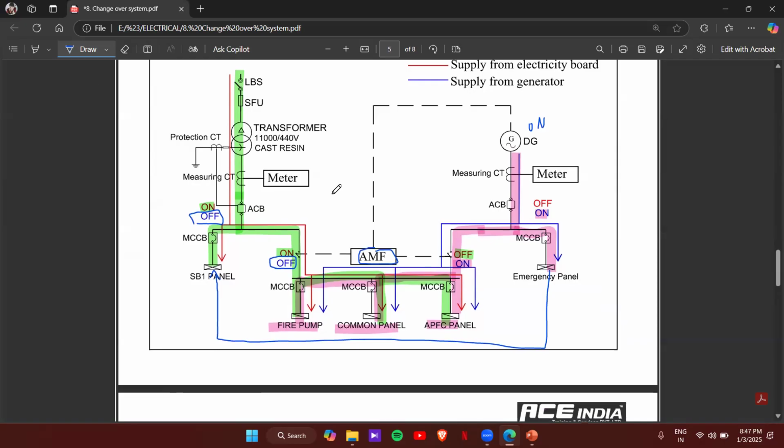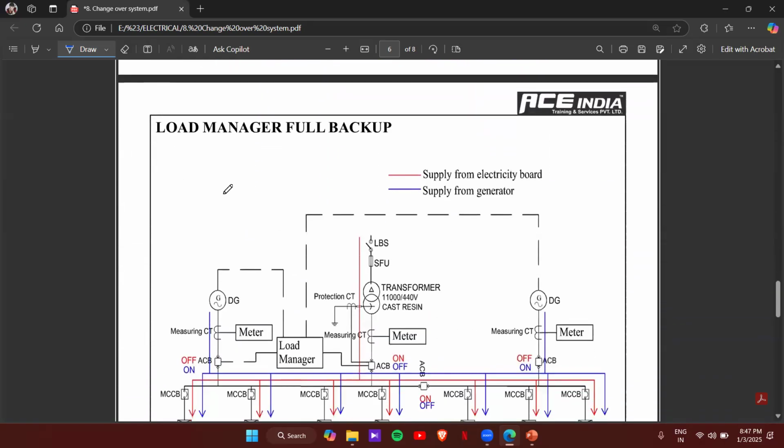Okay, so moving to the next one, that is the load manager. So load manager, it's full backup. In load manager, we only have full backup. There is no partial backup.